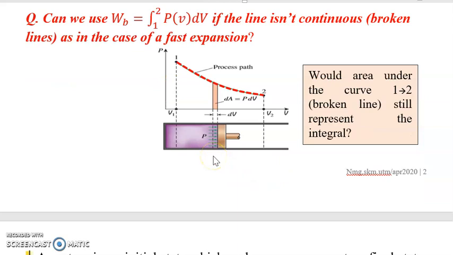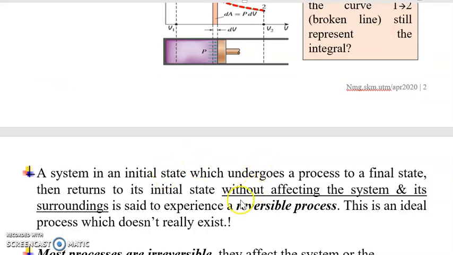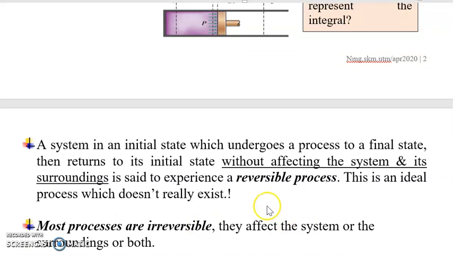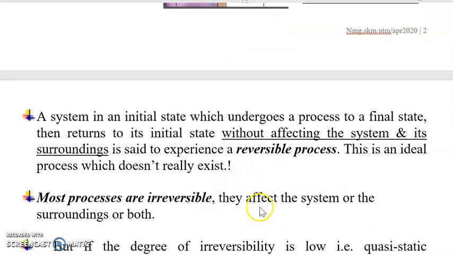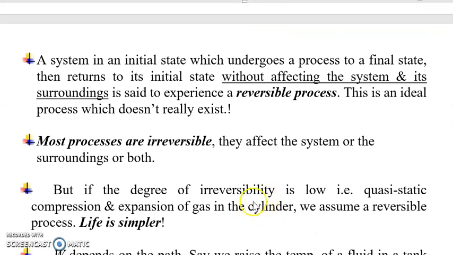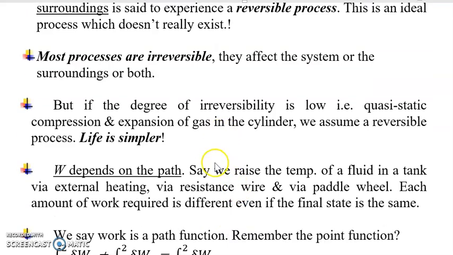A system in an initial state which undergoes a process to a final state, then returns to its initial state without affecting the system and its surroundings, is said to experience a reversible process. You've been introduced to this in the first module. This is an ideal process actually, which doesn't really exist. But most processes may be assumed to be reversible if the degree of irreversibility is low, for instance, the quasi-static compression and expansion of gas in a cylinder. So we may assume this because the changes in stages are small and may be ignored.